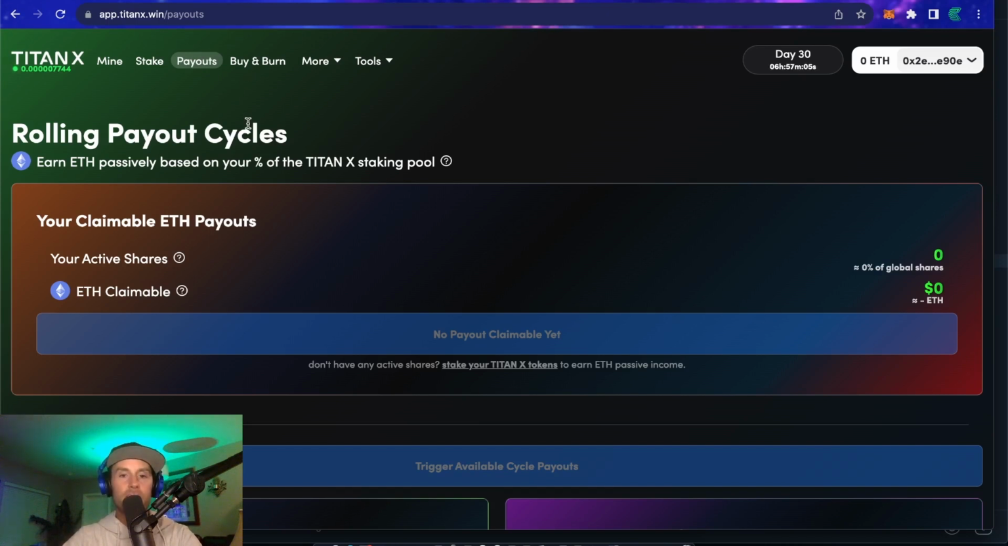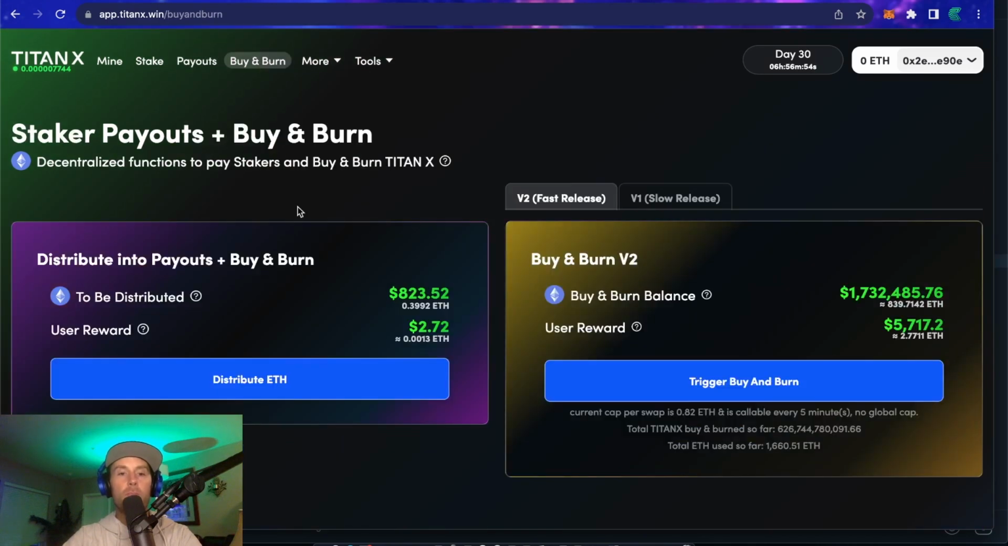So now we come to a couple more sections here. I'll go over these very quickly. I'll talk about the buy and burn. The buy and burn is a part of the protocol that is designed to take 62% of all the ETH that comes in through the protocol for mining. It basically goes towards buying and burning TitanX off the market. So it buys up TitanX as if a buyer is doing it, pushing up the price a little bit, and then it burns the TitanX from existence forever.